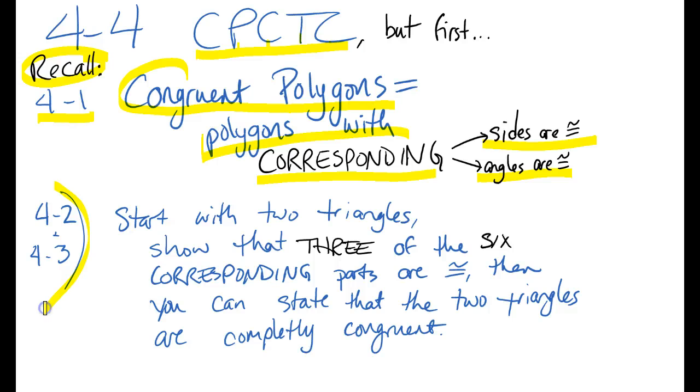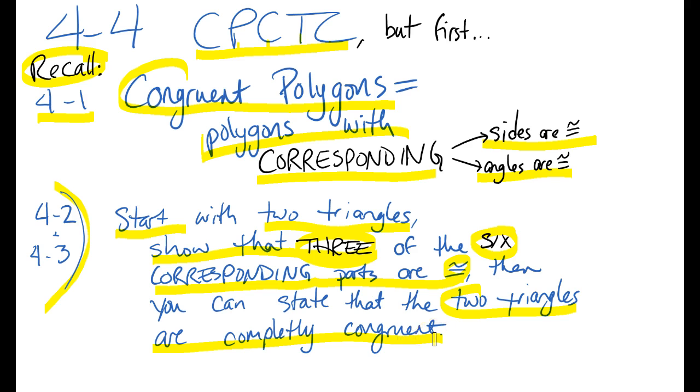Then we get to section 4-2, and we came up with 4 ways to do something special. Here's what we were doing. We started with 2 triangles, then we showed that 3 out of those 6 corresponding parts are congruent. Then we can state that the 2 triangles that we started with are completely congruent. So what could you possibly do after that?